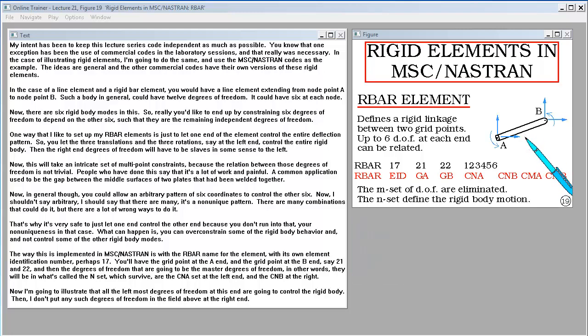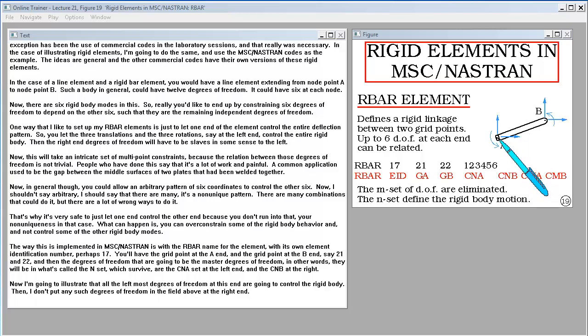In the case of a line element and a rigid bar element, you would have a line element extending from node point A to node point B. Such a body in general could have 12 degrees of freedom. It could have 6 at each node. Now there are 6 rigid body modes in this, so really you'd like to end up by constraining 6 degrees of freedom to depend on the other 6, such that they are the remaining independent degrees of freedom.